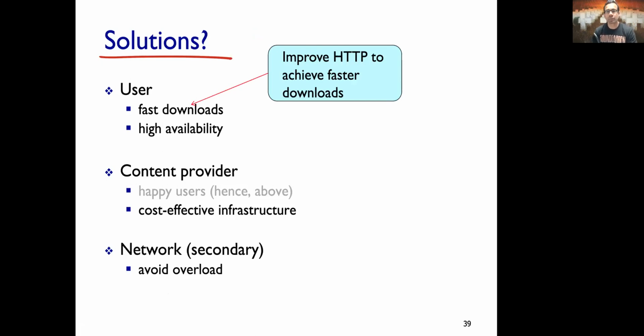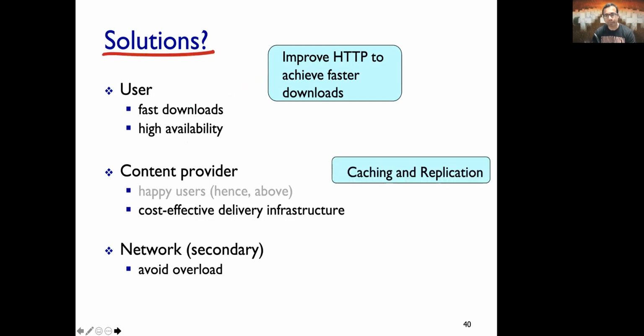So let's look at various ways on how we can try to achieve these goals. So how do we get the downloads to be faster? Well, we can improve the HTTP protocol itself to achieve faster downloads. Another thing we could also do is explore the use of caching and replication, which will also help speed up the downloads from a user's perspective. It will also ensure high availability, and it will reduce network overload. And in some sense, it also reduces the costs from the content provider's side.